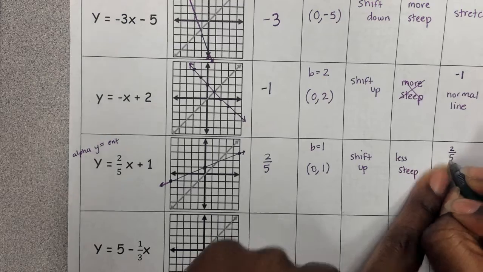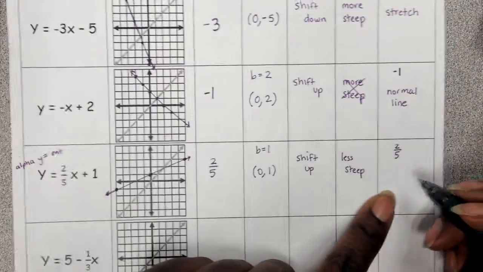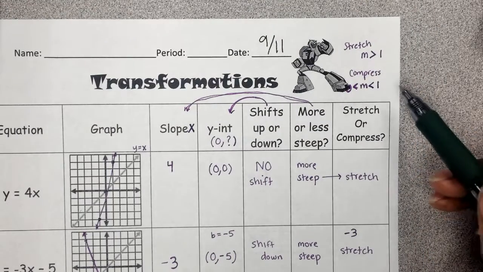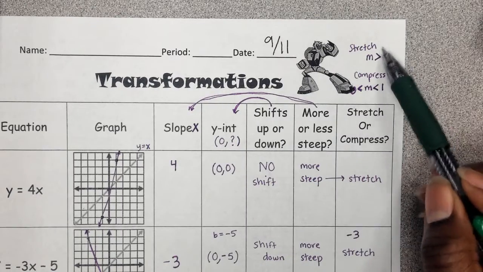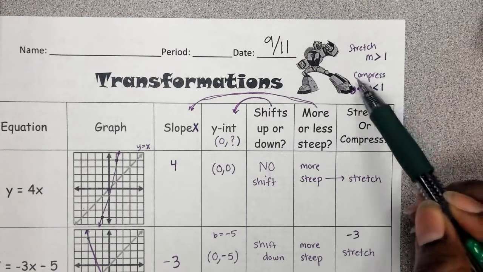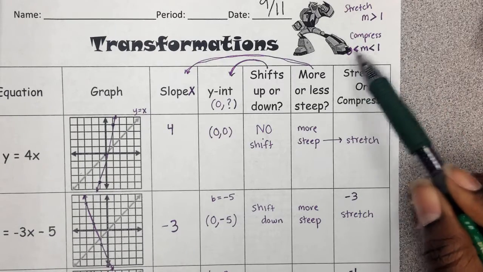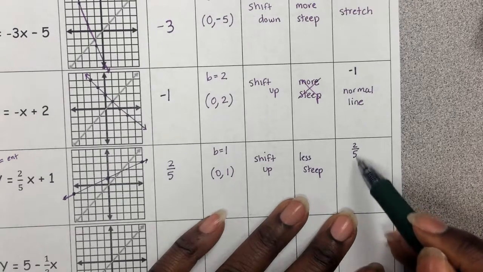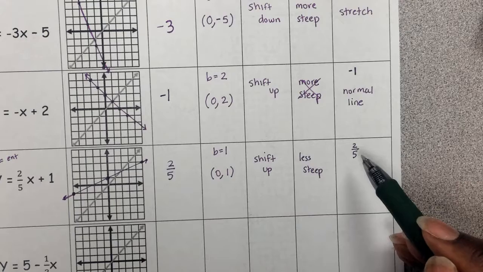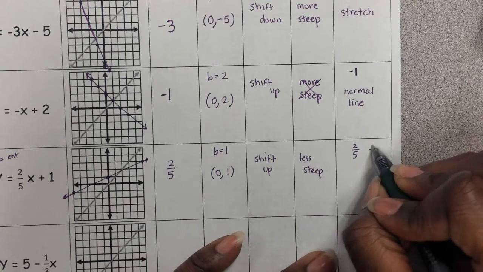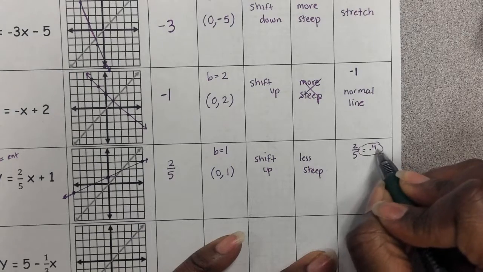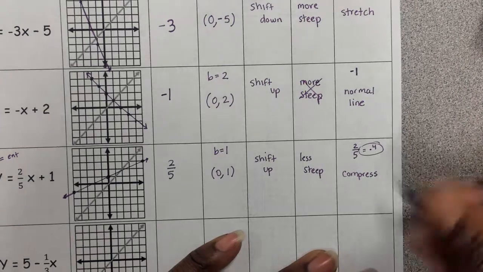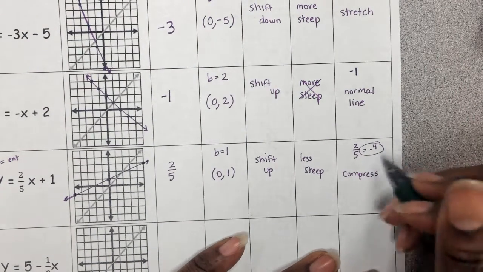And if we take a look at our slope, this is a better example to tell if it's stretched or compressed. Remember, at the top of our paper, we wrote down stretch is when your m is greater than 1. Compress is when your m is in between 0 and 1. So this m right here, 2 divided by 5, is the same thing as 0.4 if I put it in my calculator. That's how I know 0.4 is less than 1, so this one is definitely compressed, because the m value is less than 1.